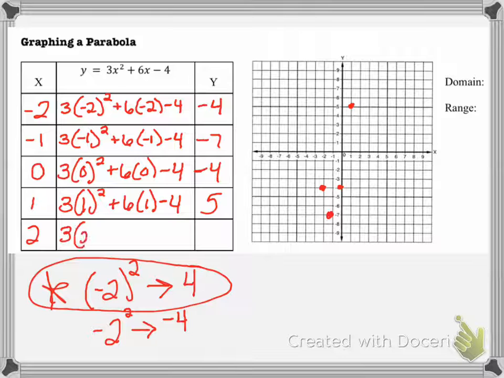And then finally, I'll put in 2. So 3 times 2 squared plus 6 times 2 minus 4, and out would come 20. Now 20 is not going to fit. That's okay. If you really felt the need to, you can just say, oh, it's going to be somewhere up here.